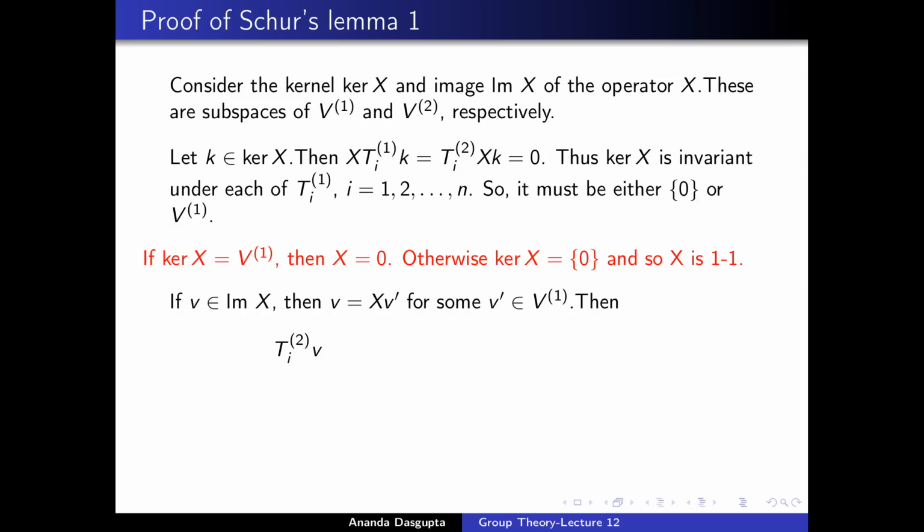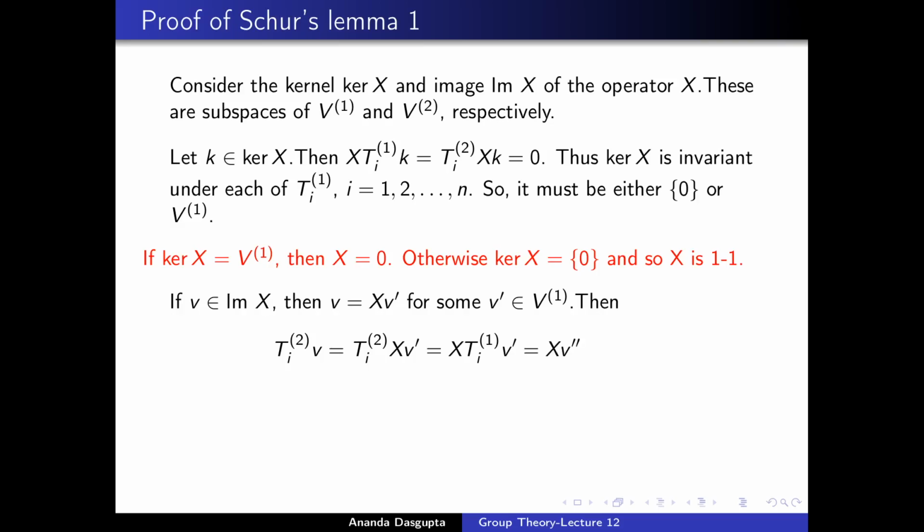Now, what happens when Ti2 acts on V? Ti2 acting on V is, of course, the same as Ti2 acting on XV prime. But since Ti2 X is the same as X Ti1, again, remember, that was the basic supposition in the lemma, what we have is that this is the same as X Ti1 V prime. Now, Ti1 V prime has to be a vector in capital V1. So, X acting on that must give you a result which is in the image of capital X.